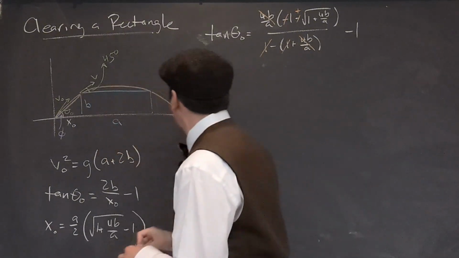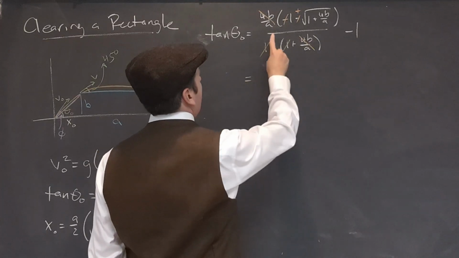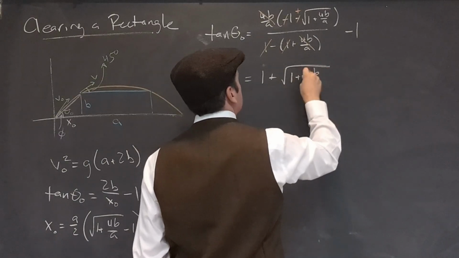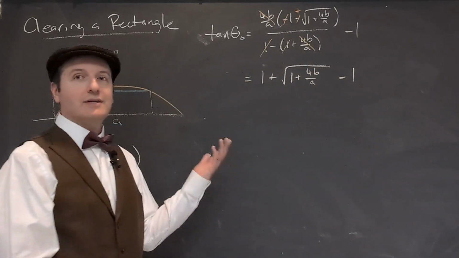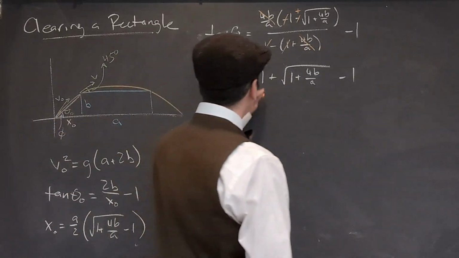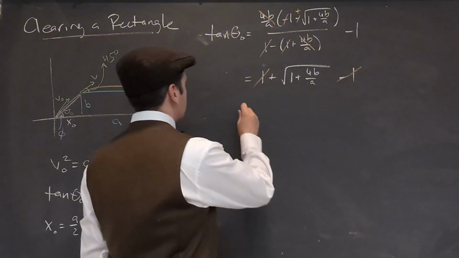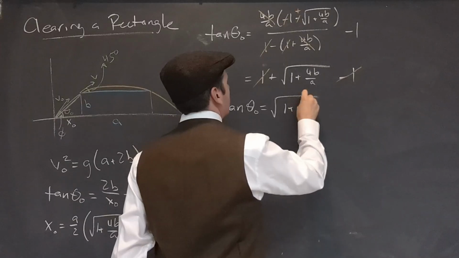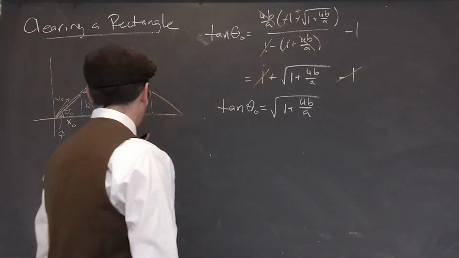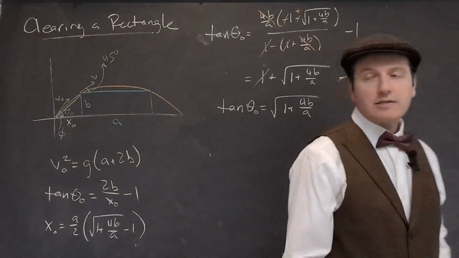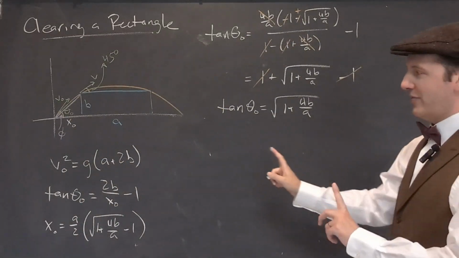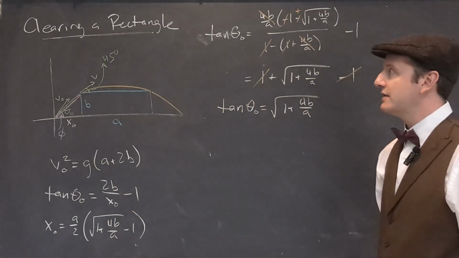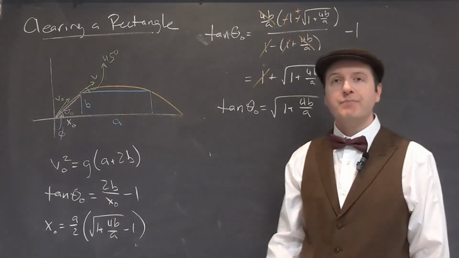So I'm left with a 1 from this guy plus this square root. That's still there. And then a minus 1 on the end. Well, of course, the 1 and the minus 1 completely cancel. And we're left with a very nice final formula for the tangent of this angle: the square root of 1 plus 4b over a. And that gives us our launch angle at this particular location with this particular speed to just barely clear this rectangle with minimal speed. QED.